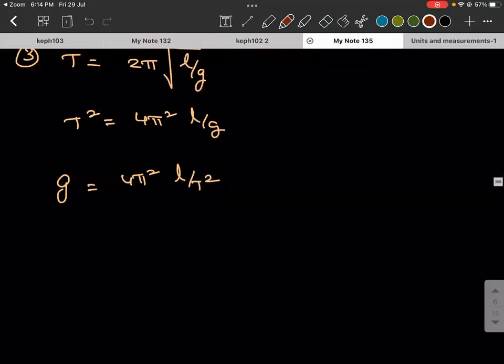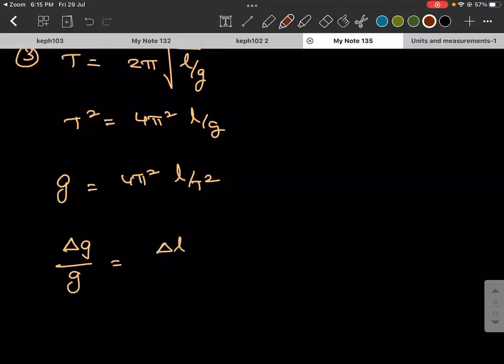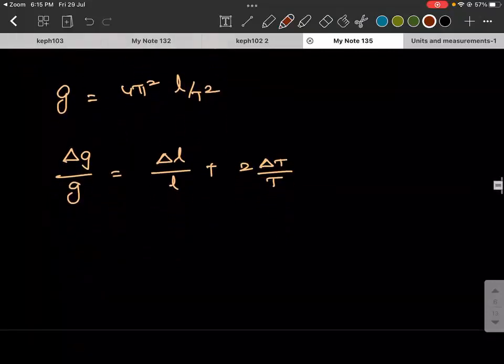But what is it that I need to find? The percentage error in acceleration due to gravity. The maximum delta G by G is equal to, 4 pi square has no error, delta L by L plus 2 times delta T by T. This is what happens. Delta G by G is what we need to find. Delta L is how much?